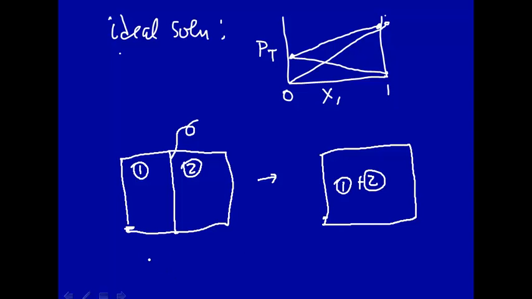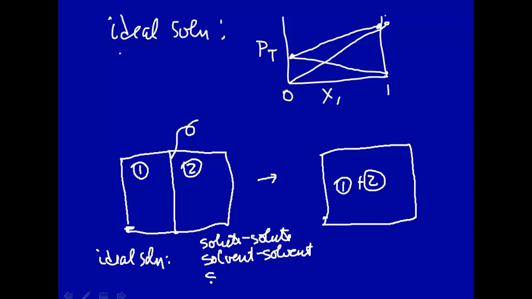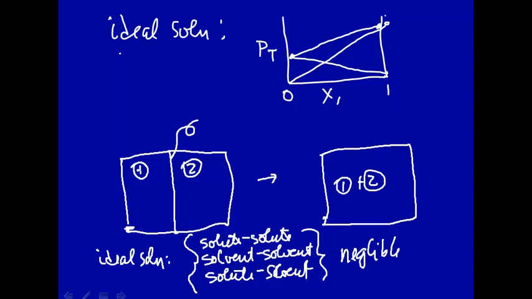The idea here is that if you have an ideal solution, the following interactions are negligible: the solute, the solvent, and the solute, interactions. These interactions are all negligible. In other words, it's as if these two components here don't see one another and they just go about their business as if the other didn't exist.